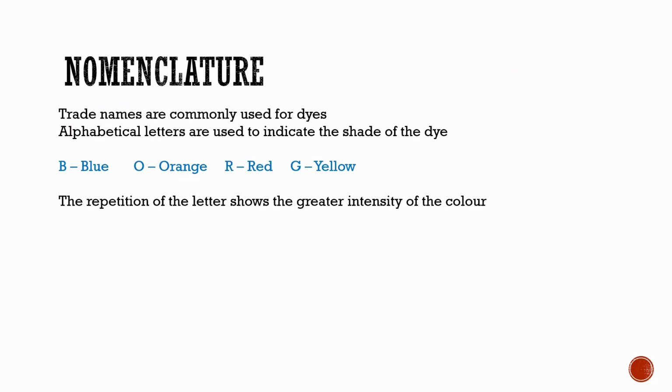Now we will come to the nomenclature. So chemical names of dyes are generally very complicated. If you see the IUPAC name, they are complicated. So therefore trade names are used for indicating dyes. So alphabetic letters are used to indicate the shade of the dye. For example, B for blue, O for orange, R for red, G for yellow. The letters can be repeated to show the greater intensity of the color.